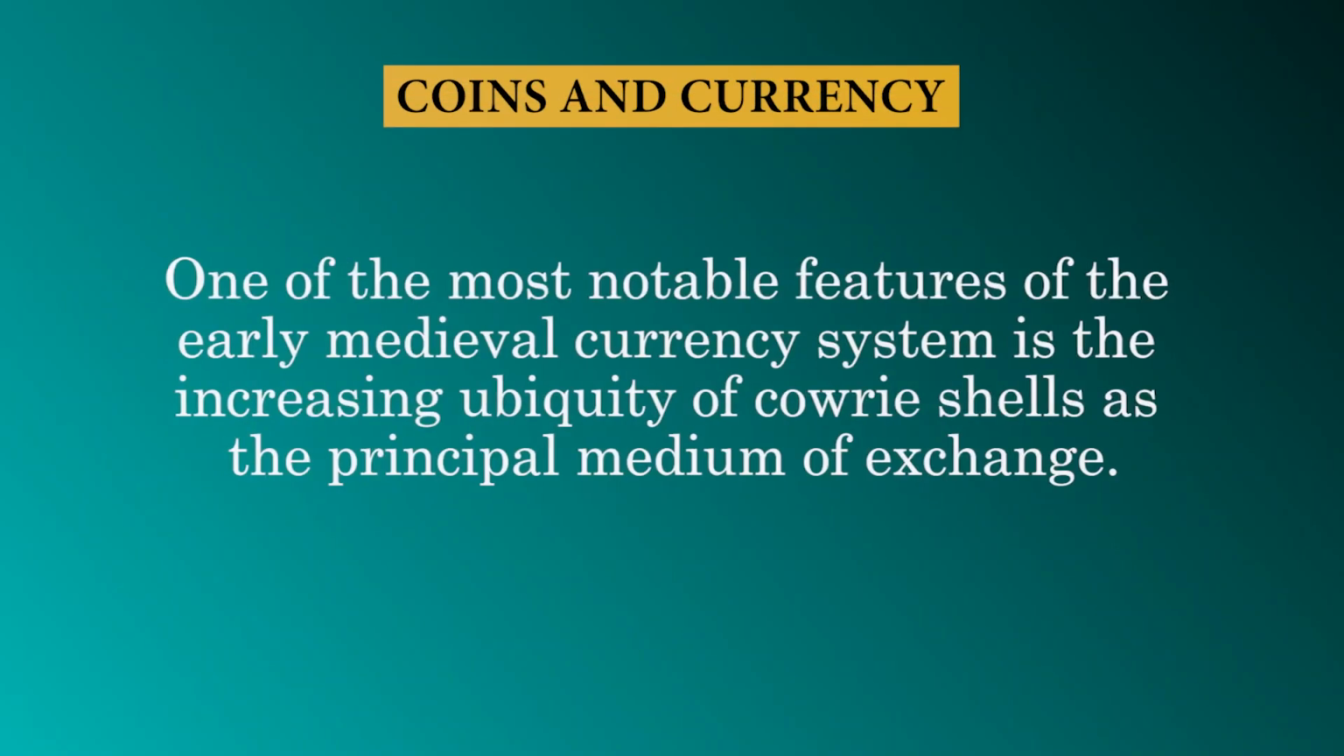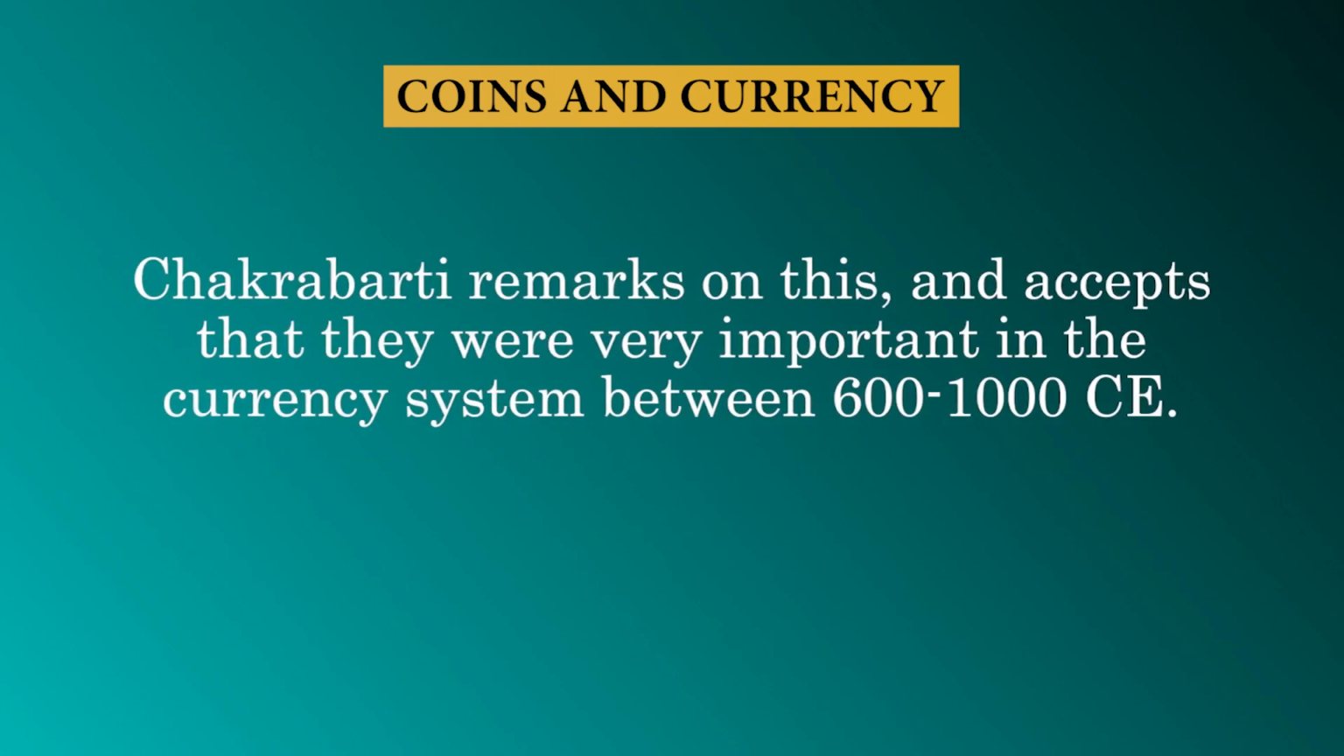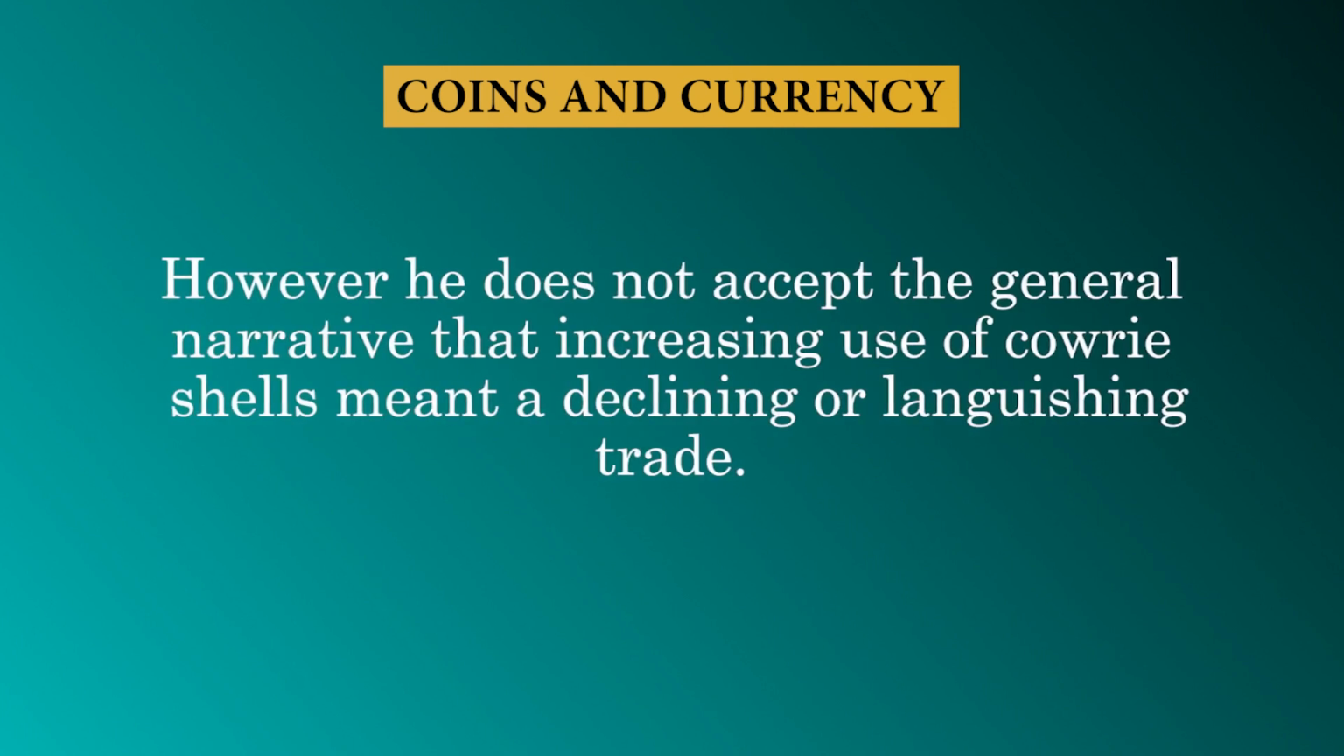One of the most notable features of the early medieval currency system is the increasing ubiquity of cowrie shells as the principal medium of exchange. Chakraborty remarks on this and accepts that they were very important in the currency system between 600 and 1000 CE. However, he does not accept the general narrative that increasing use of cowrie shells meant a declining or languishing trade.